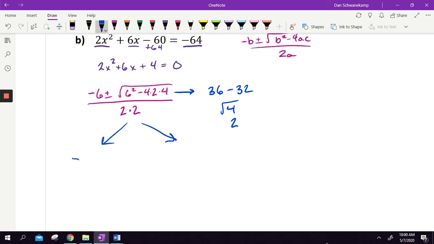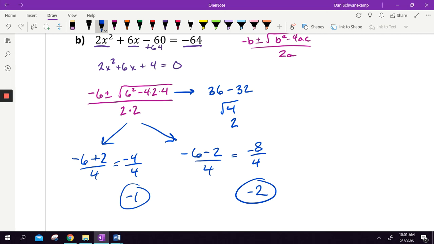Let's split it up. Negative 6 plus 2 divided by 4, and negative 6 minus 2 divided by 4. Negative 6 plus 2, that is negative 4. Over 4, it's negative 1. That is negative 8 over 4. That is negative 2. Those are my two solutions.